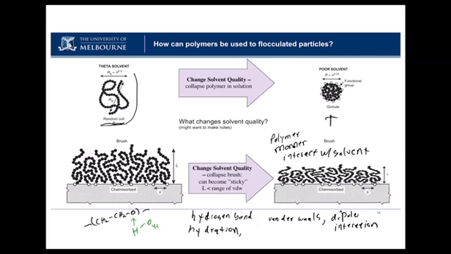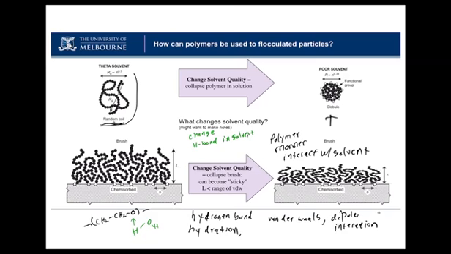So if I wanted to change the solvent quality to cause polyethylene oxide to become more globular, I could do things like adding alcohol or adding isopropyl alcohol even, something that's miscible with water but would break up its hydrogen bonding. That could cause it to reduce its solvent quality. So I could change the hydrogen bonding in the solvent.